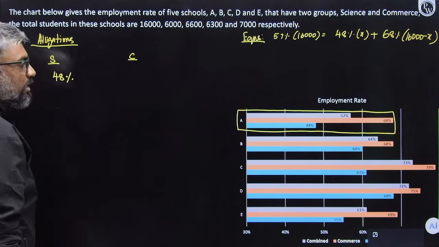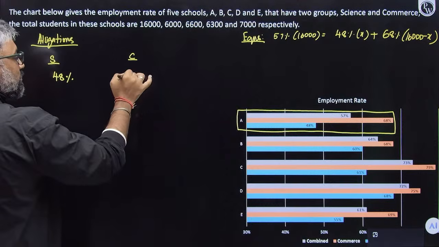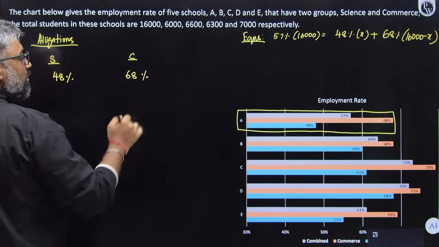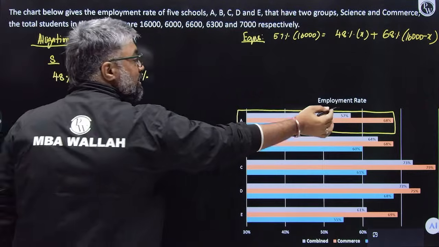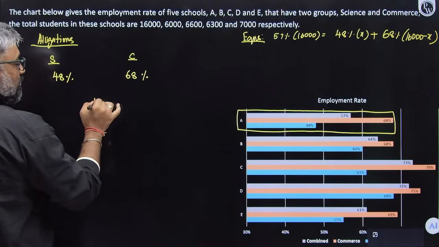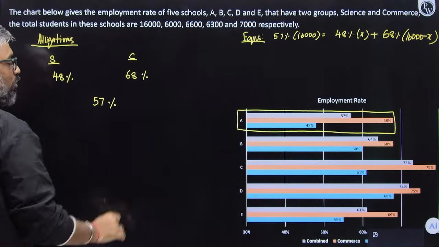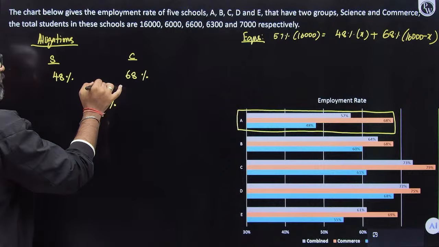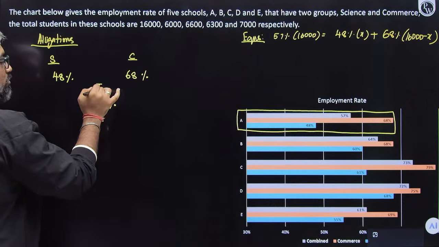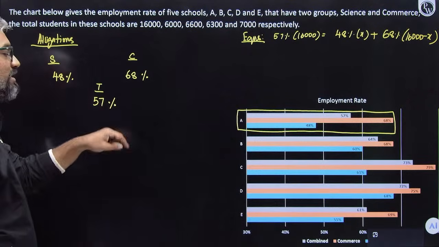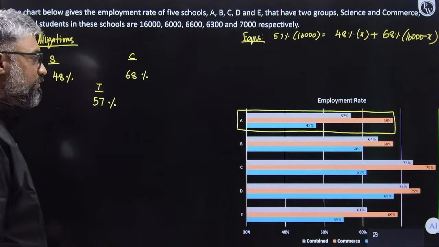Commerce is how much? 68%. Yes. Overall is how much? 57%. I'll put T for school T. Okay. School T 57%. Total is 57%.